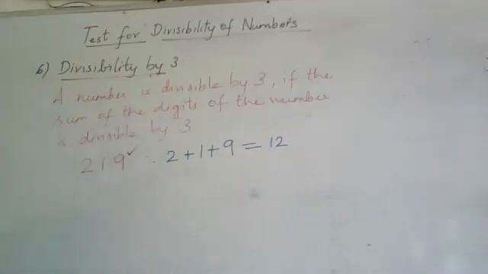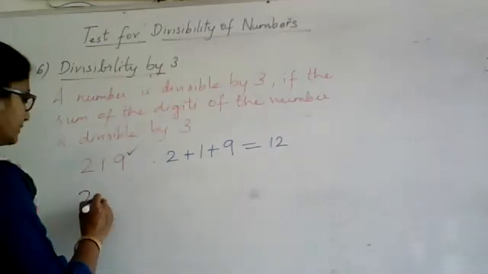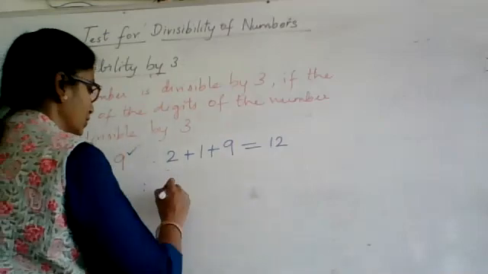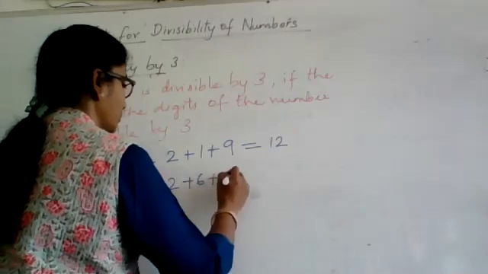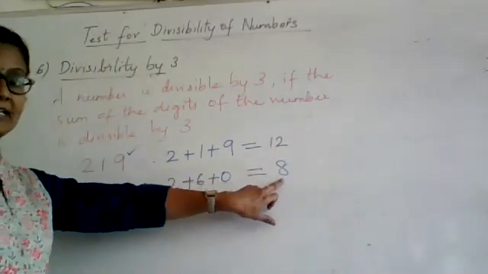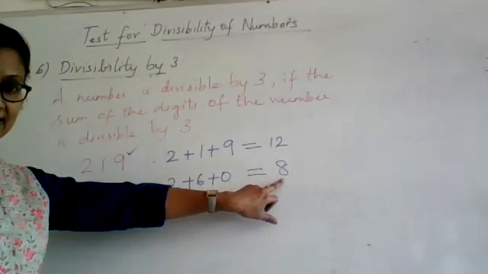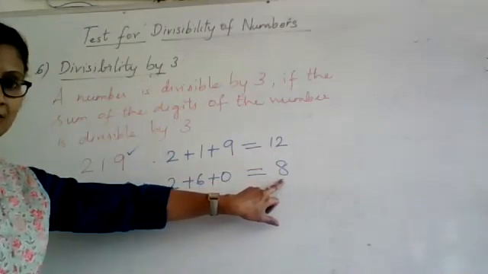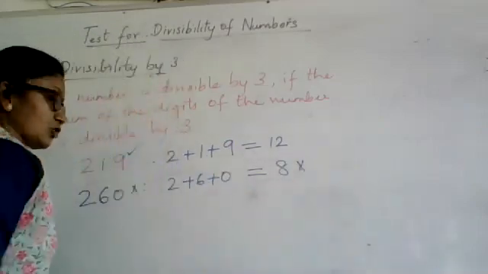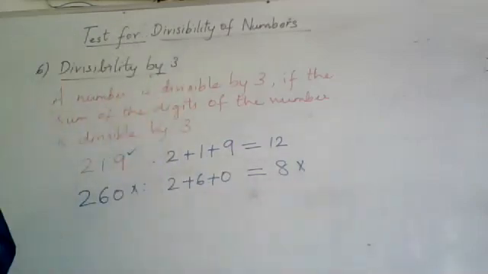Alright. So we will take one more number and try. Maybe we will write 260. This is the given number. So I add all the digits, that is 2 plus 6 plus 0. What did I get? I got 8. Is 8 divisible by 3? Is there 8 in the 3 tables? No. So because 8 is not divisible by 3, this number is also not divisible by 3.